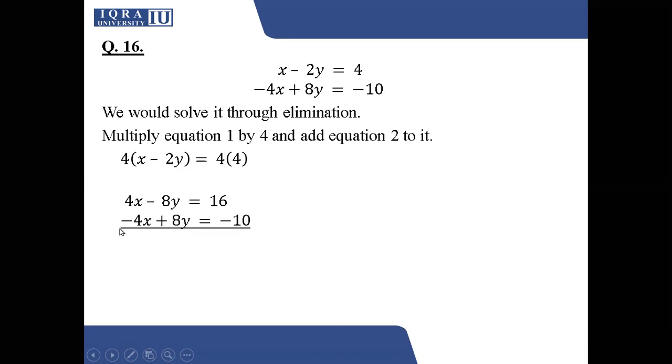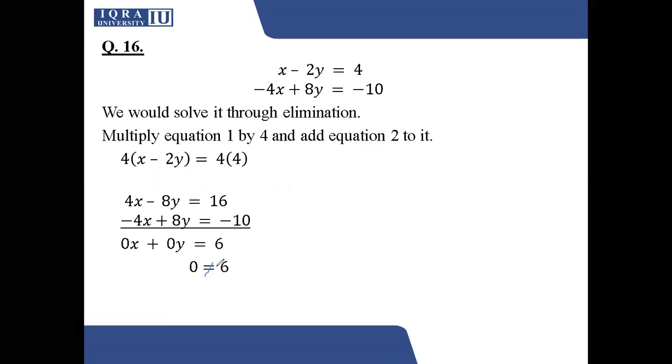So 4x plus minus 4x will give me 0x, right? But at the same time, when I try to add the y terms, I'll get minus 8y plus 8y, which is 0y. And there's some number remaining here, 16 minus 10 will be 6, right? So I have basically eliminated both of my variables, 0x plus 0y, and I'm getting something as equals to 6. What it's telling me is that 0 is equals to 6. 0 can never be equal to 6, right?